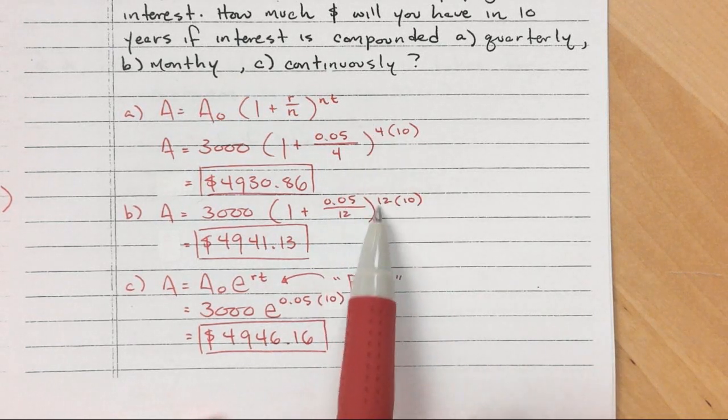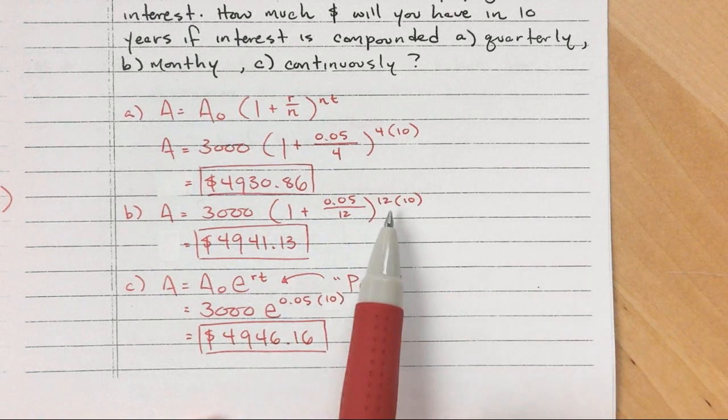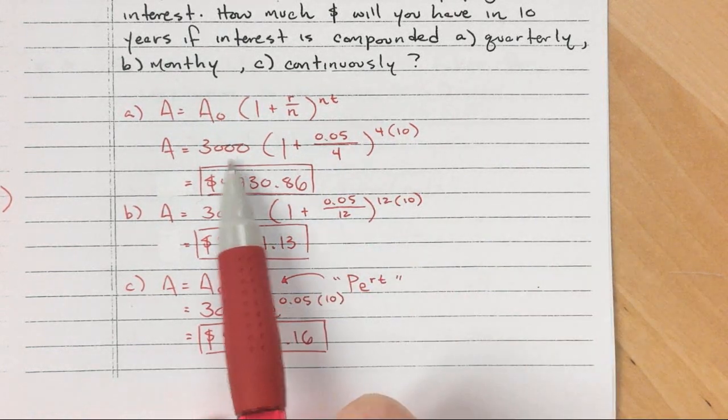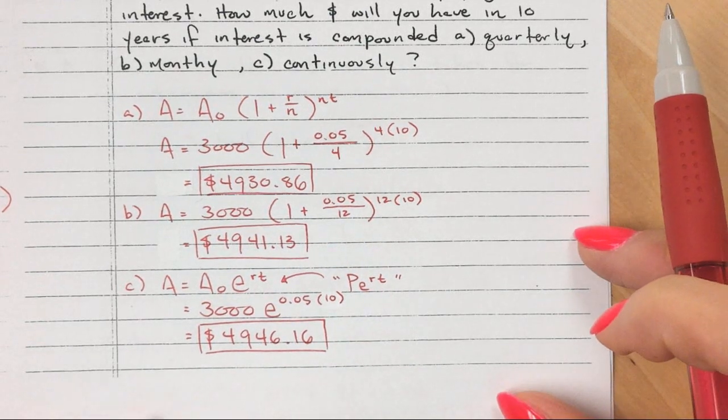There's a 4 and there's a 12. So to the power of nt, to the power of nt. And then you put that into your calculator. I'm going to guess that you can do it because you're going to have to practice anyway for your homework.